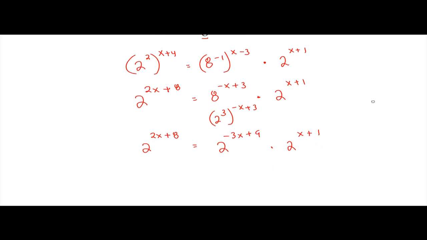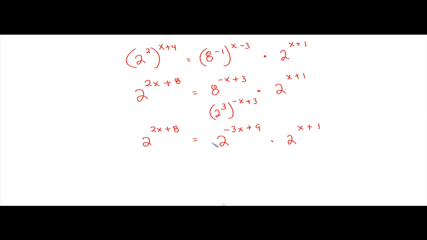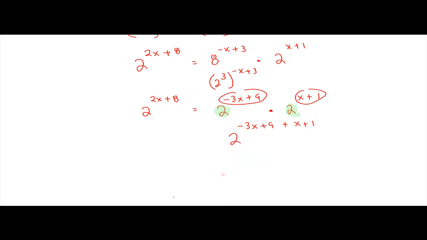Okay, so now on the right side, we have to recognize that if we're multiplying and we have the same base here, this 2 and this 2, we're supposed to add these exponents right here. So that's what I'm going to do. So I'm going to add these exponents. So that'll give me negative 3x plus 9 plus x plus 1. So I'm going to simplify this right here. So that's going to give me 2 to the negative 2x plus 10, right?